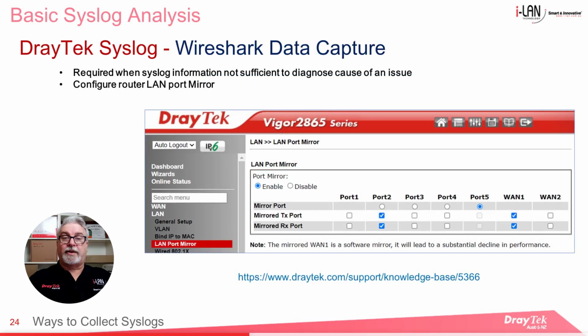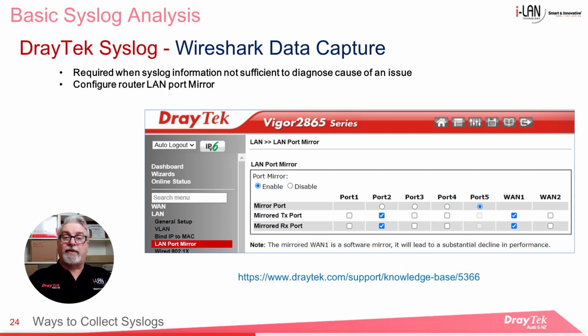Sometimes just collecting syslogs will not be enough to troubleshoot a complex issue. In this case, we usually ask for a Wireshark data capture from the router. We use this to see what is happening to the data packets and how they are being processed. This does require a LAN port mirror function to be enabled.